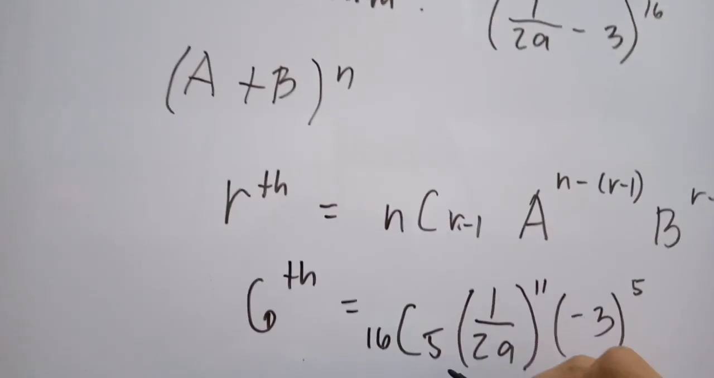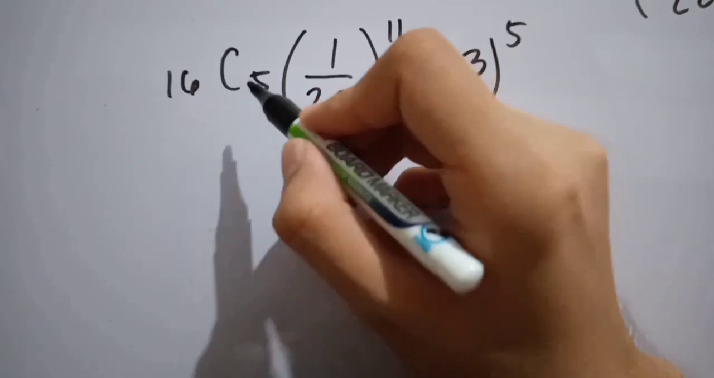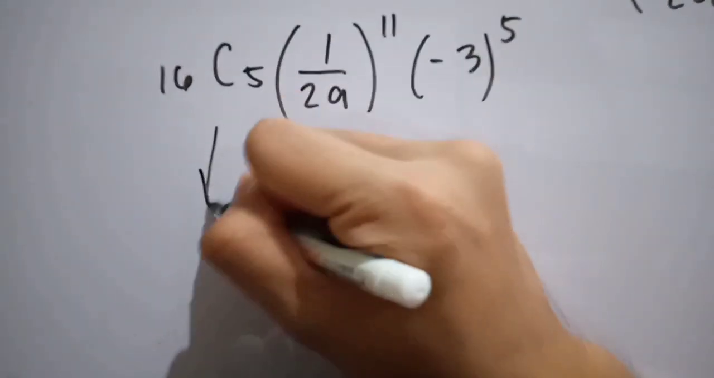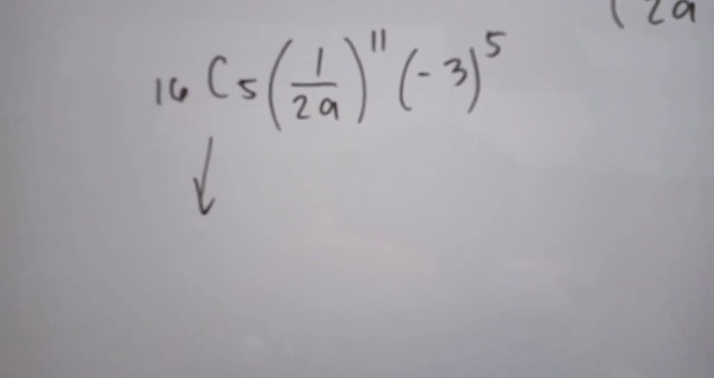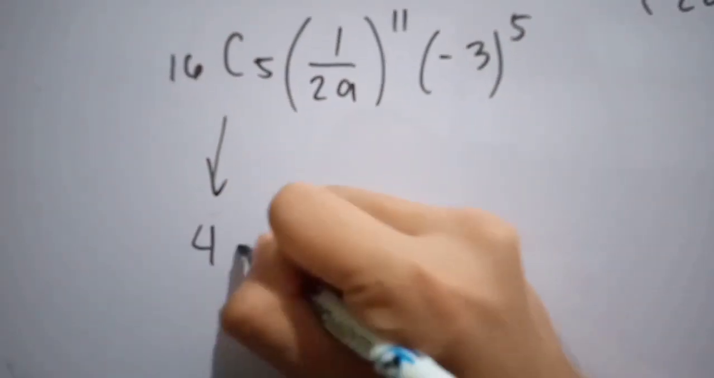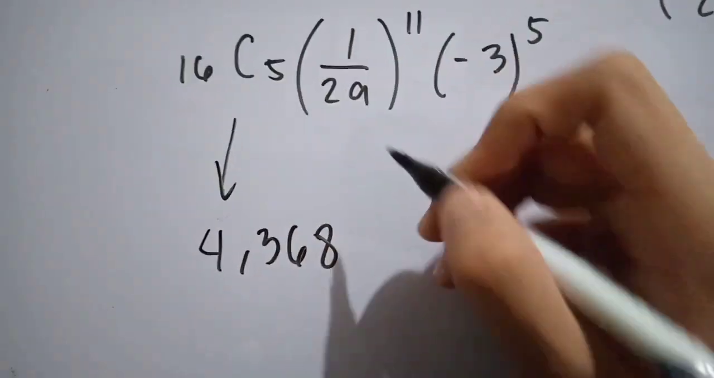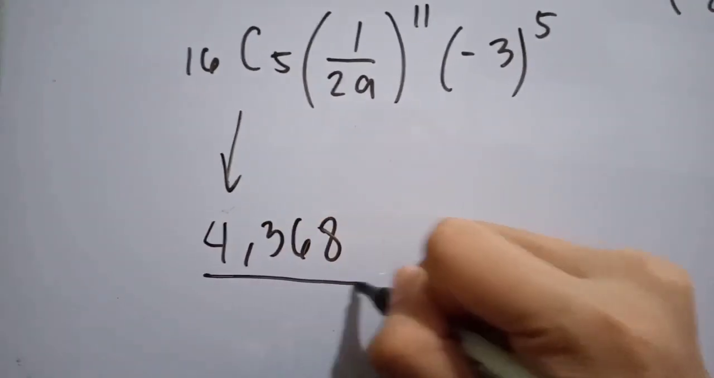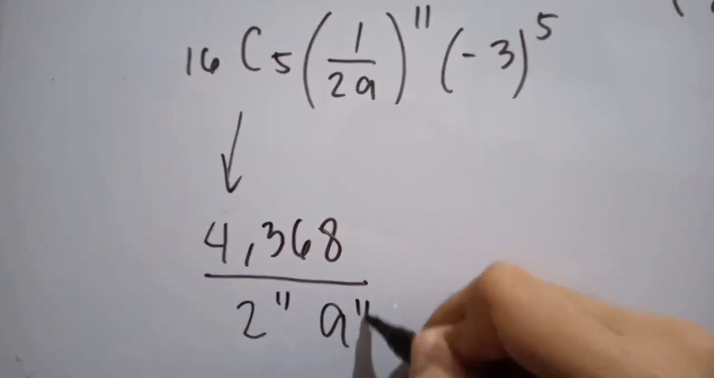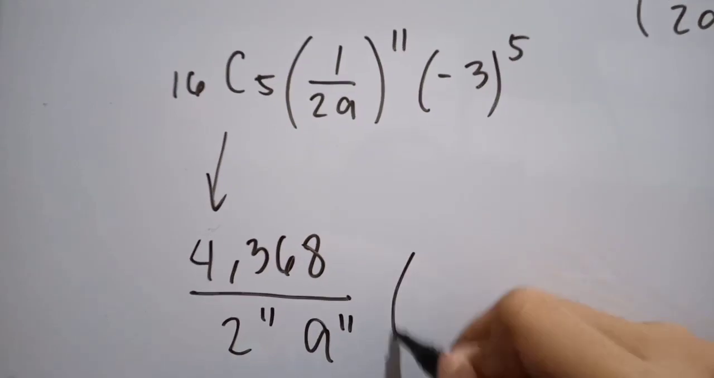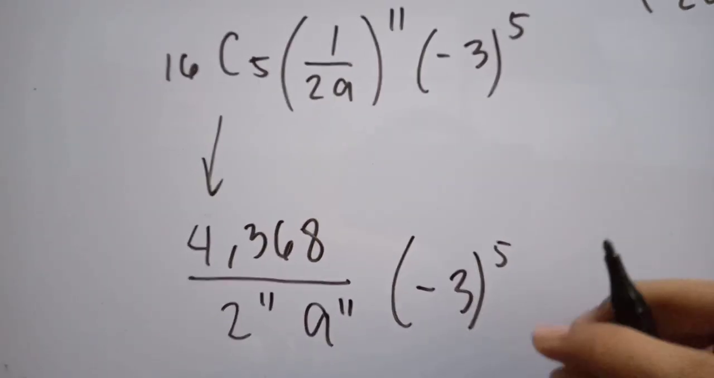So, mag-erase muna tayo tapos i-simplify natin tong expression na to. So, itong 16 combination 5, ang value nito ay, pag nilagay mo sa calculator, 4,368. Tapos, ito magiging divided by 2 raised to 11, a raised to 11 times negative 3 raised to 5. Negative 3 raised to 5, negative pa rin yan.